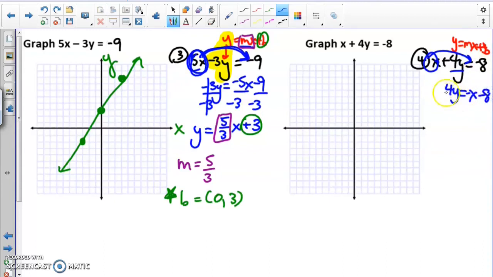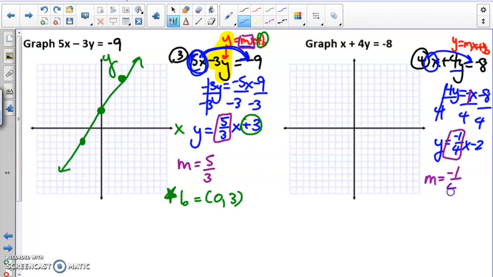Now, to solve for y, they're side by side, so that means we have to divide. We divide over here by 4. The 4s cancel, and we get y equals. We have to remember that negative x means it's a negative 1x, so it becomes a negative 1/4 x. And then negative 8 divided by 4 is negative 2, and we're set. Our m is going to be a negative 1/4 because it's the one beside the x. And our b is going to be negative 2.